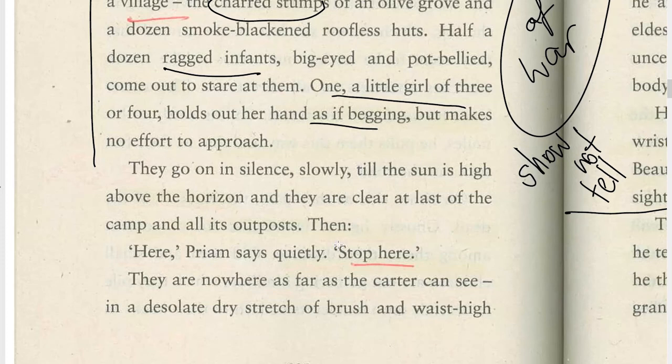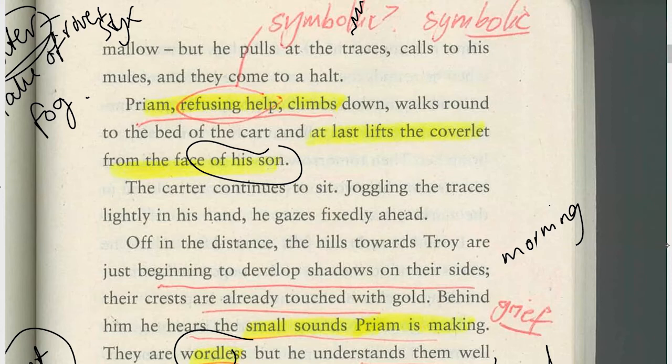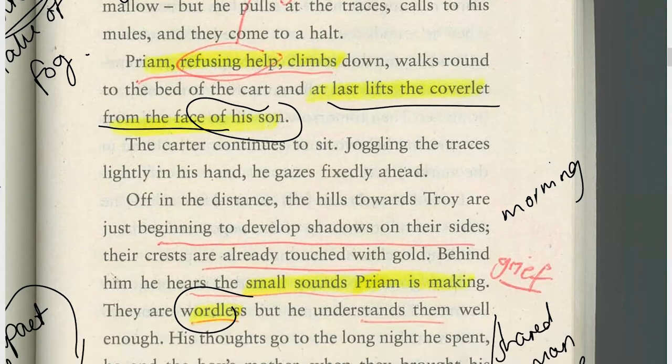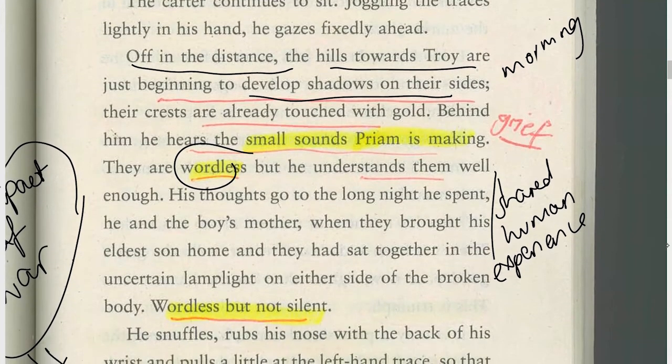So they go on, and in the middle of a desolate, dry stretch of bush, in the middle of nowhere, they stop, and Priam refuses help, which I was wondering, is it symbolic here that he wants to do this himself? And he lifts the cover from Hector's body and the face of his son. Somax sits there in the distance. They can see the hills of Troy. The sun is rising so that shadows are developing, and behind him he hears the small sounds Priam is making.